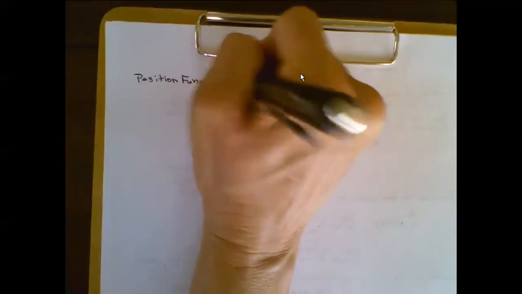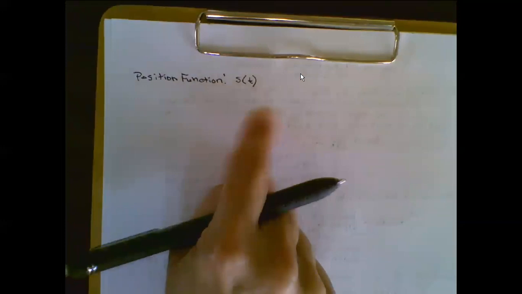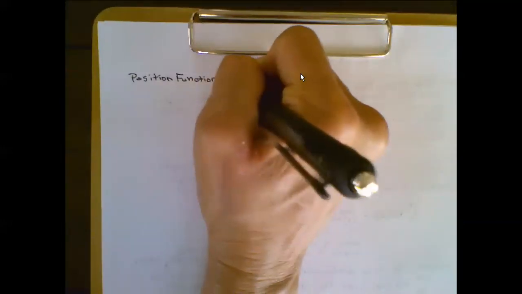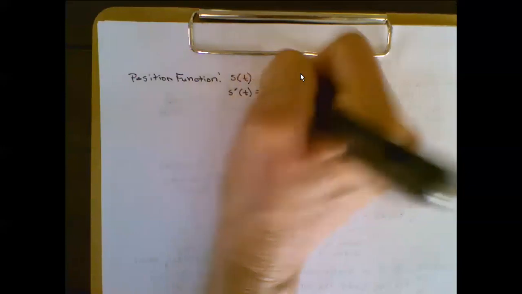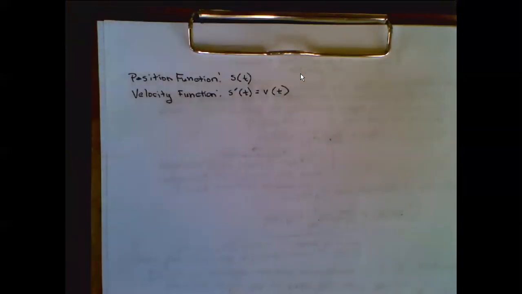What did we say if we have the position function? If we call it s of t, then what do we get when we take the derivative of s of t? Velocity. That gives us the velocity function. All right, and again, integrate the position function, and that gives us the velocity function.